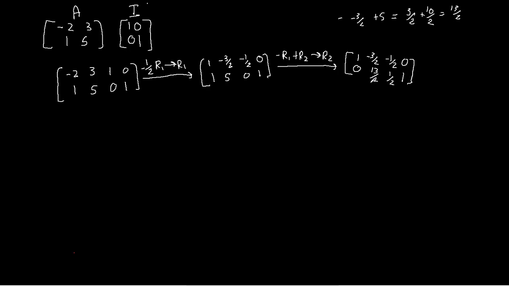Now our next step is to make this a leading 1 here. To do that, we're going to multiply the whole row by the inverse, so that's going to be 2/13 times R2 going into R2. I'm going to put the answer down here. We're not changing the top row. We're not doing anything to that row, so that stays the same.